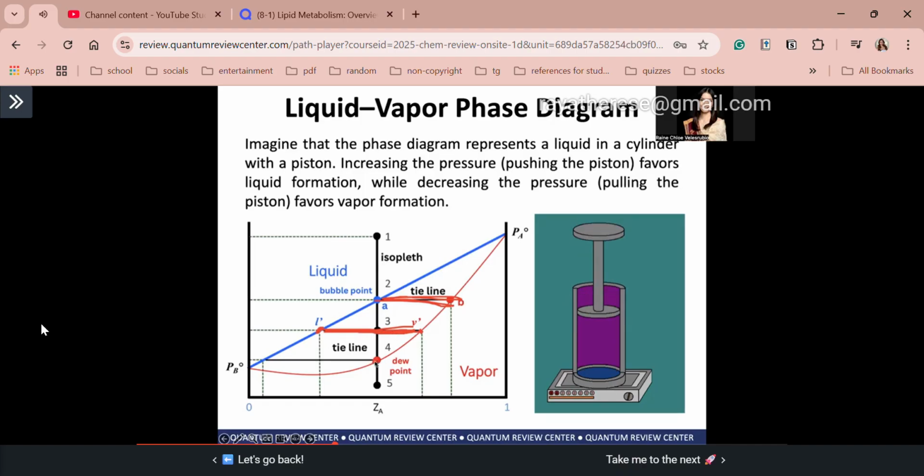Now here we have the dew point. Now in the dew point, guys, the last drop of liquid forms. The last drop of liquid forms. So as we decrease the pressure, guys, diba? We pull the piston. Again, that favors vapor formation.